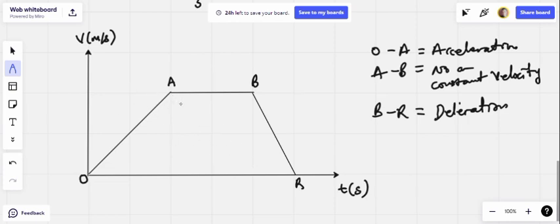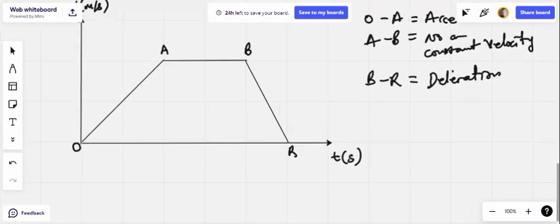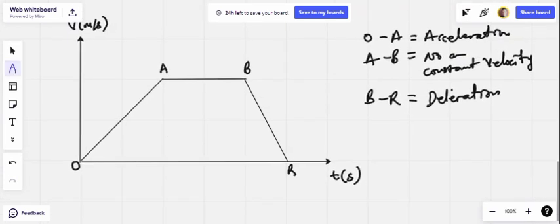Now, what if you are being asked what the area or shape formed by a velocity time graph represents? What parameter does it represent? You see that on the vertical axis it represents what? Velocity. And then the horizontal axis represents what? Time.